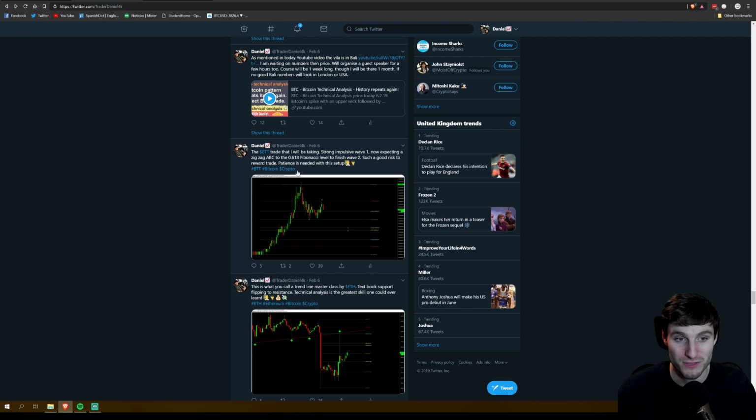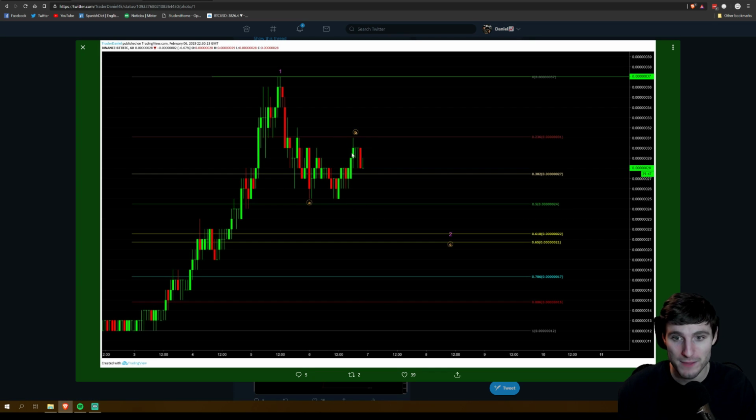Patience is needed with this setup, and a lot of people don't have the patience to let those setups come to you. I'm very good at being patient. And this was being patient way back up here when we were sat at, at the time, 28 sats, saying wait for this to come down to this area of the golden pocket. Okay, and that is your buy opportunity. You have to be very patient.